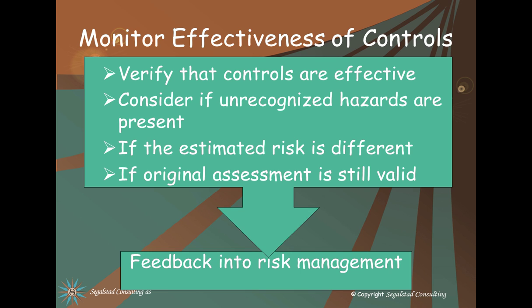New understanding of the processes make it possible to see other or different or previously unrecognized risks or to assess the existing risks differently. So we need to monitor the effectiveness of the controls. We'll verify that the controls are effective, consider if unrecognized hazards are present, if the estimated risk is different, if the original assessment is still valid. And this will feed back into the risk management.